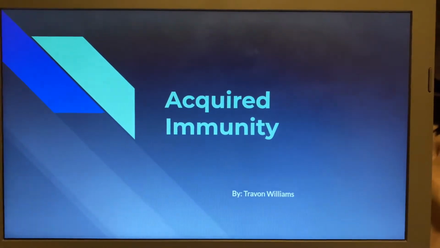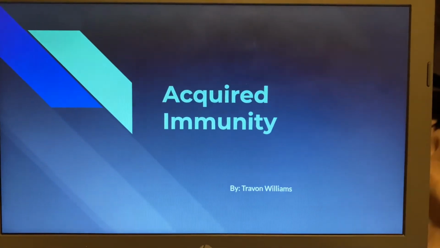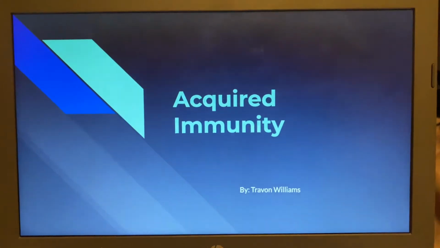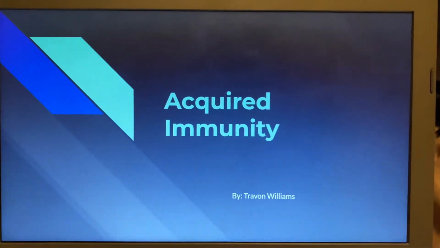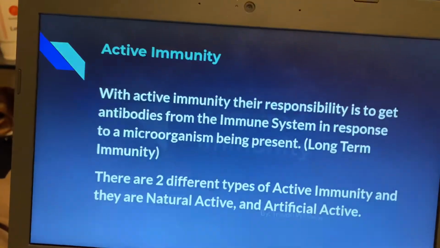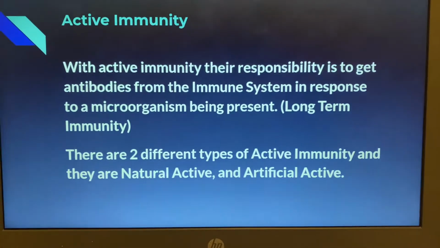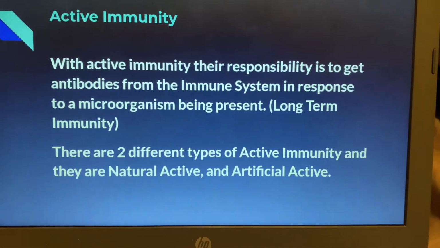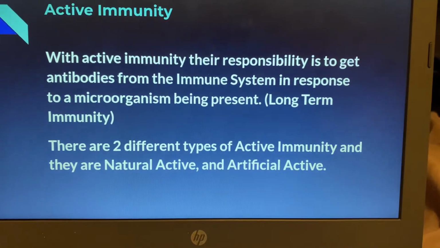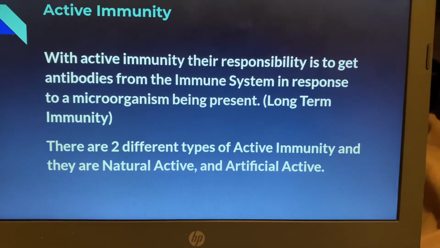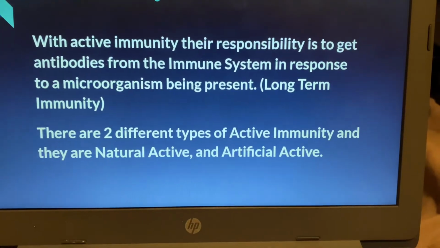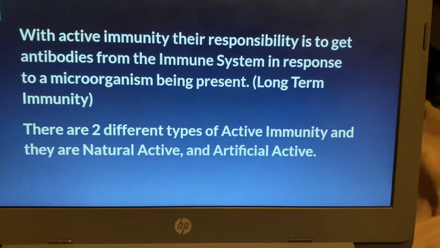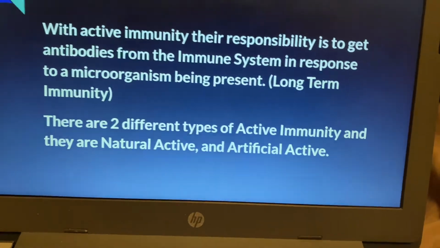Today we will be learning about acquired immunity. Now with acquired immunity, it basically breaks off into two separate groups, one as active immunity and the second as passive. Now with active, as you can see, the responsibility is to get the antibodies from the immune system in response to a microorganism being present. There are two different types of active immunity: natural active and artificially active.